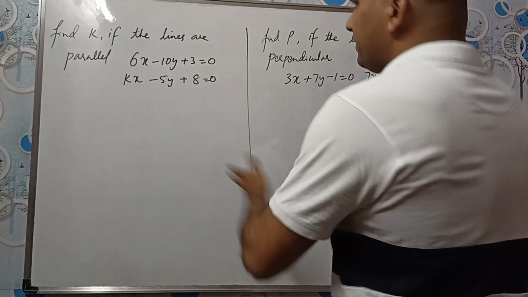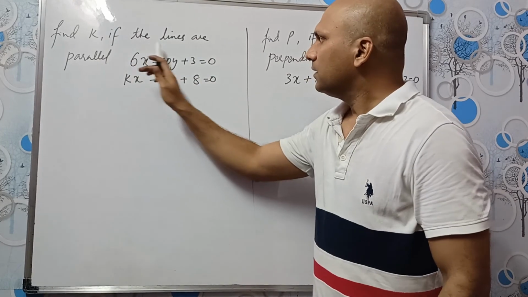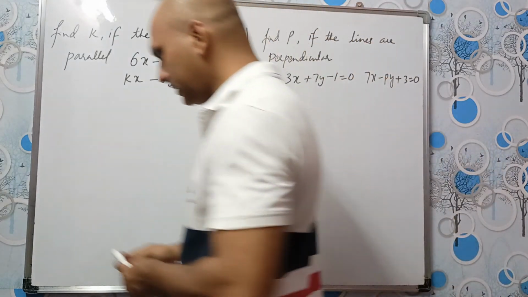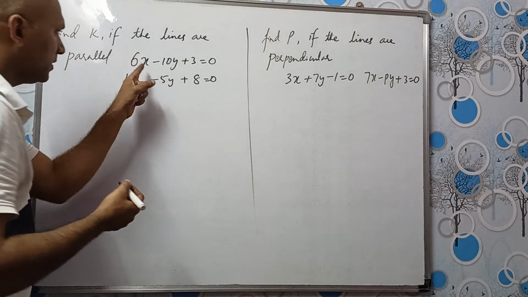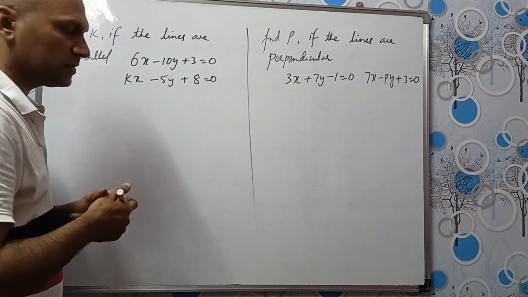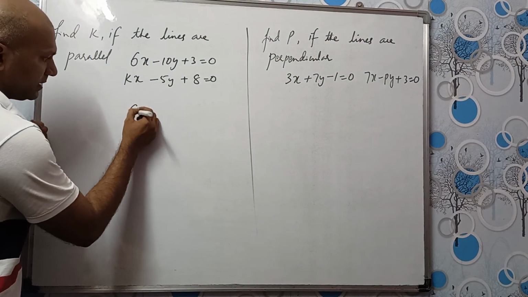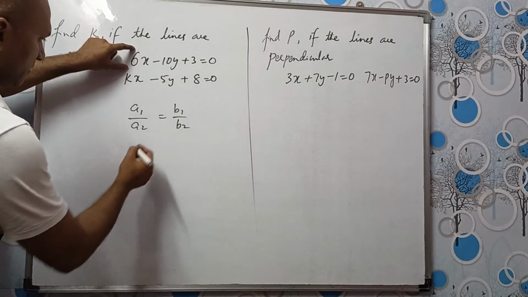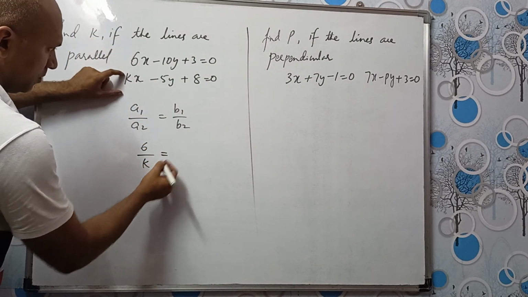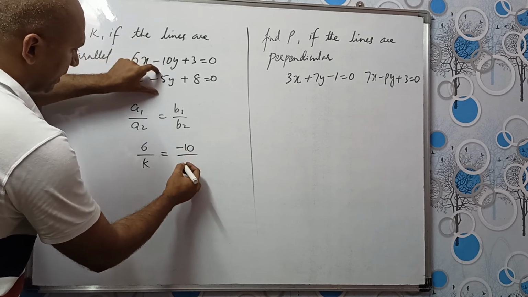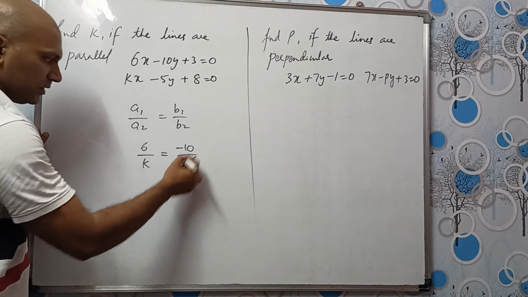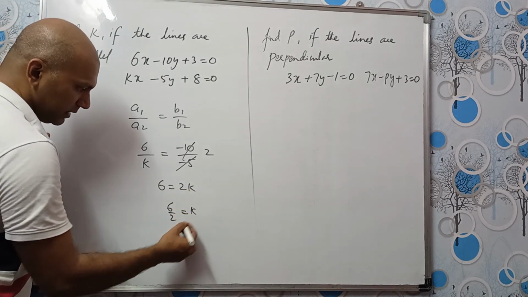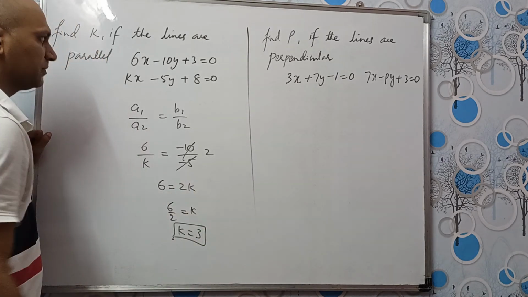Okay. We have two very easy problems now. Find k if the lines are parallel to each other. These two lines are parallel given. We should find the value of k. Alright. If the lines are parallel, we have learned that the ratios of coefficients of x and coefficients of y should be equal, right? See, that is a1 by a2 should be equal to b1 by b2. Okay, so a1 here is 6 divided by k should be equal to b1 minus 10 divided by b2 minus 5. So this will be equal to 2. So 6 is equal to 2k. 2 goes on the other side. k will be equal to 3. Alright?